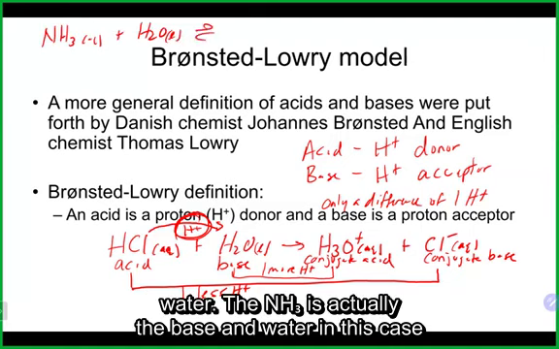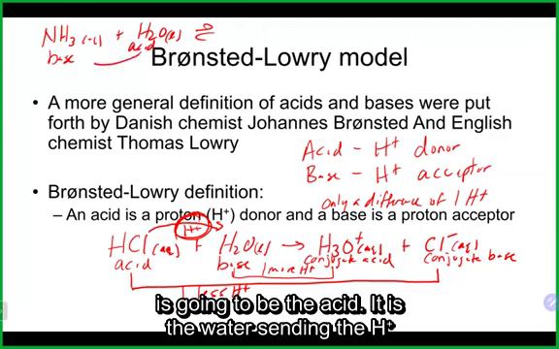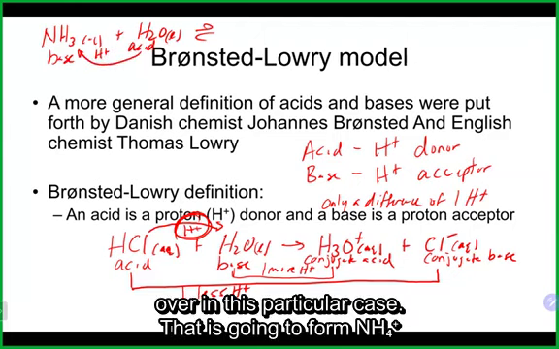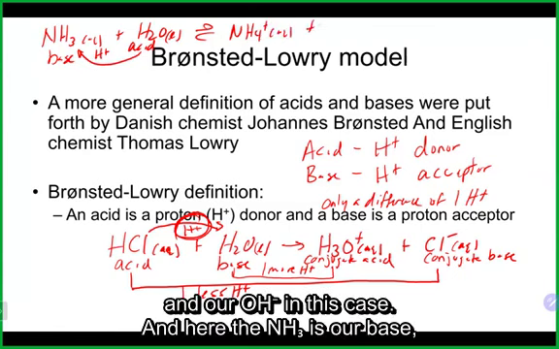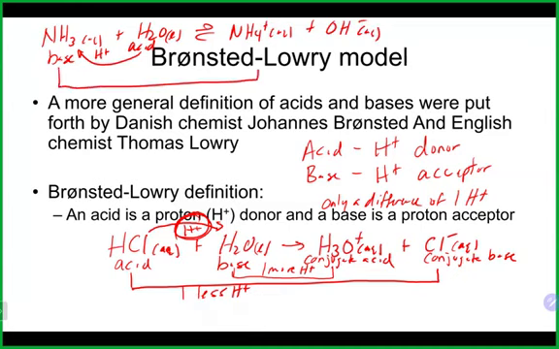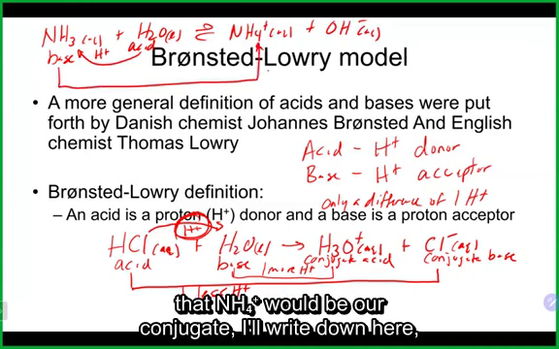The NH3 is actually the base, and water in this case is going to be the acid. It is the water sending the H plus over in this particular case. That is going to form NH4 plus and our OH minus. And here the NH3 is our base. That NH4 plus would be our conjugate acid.